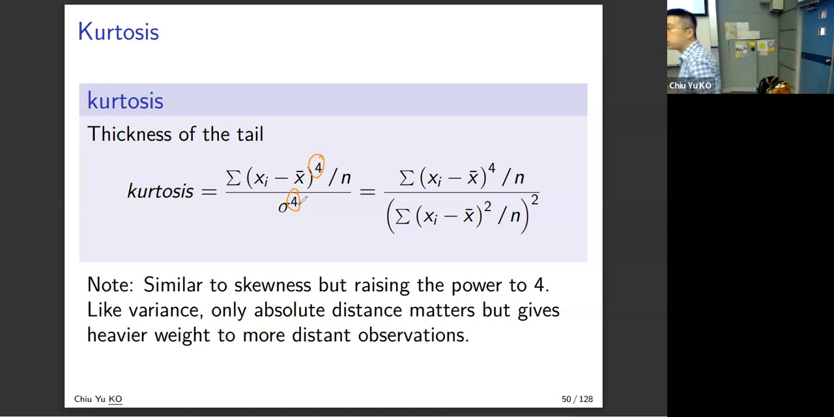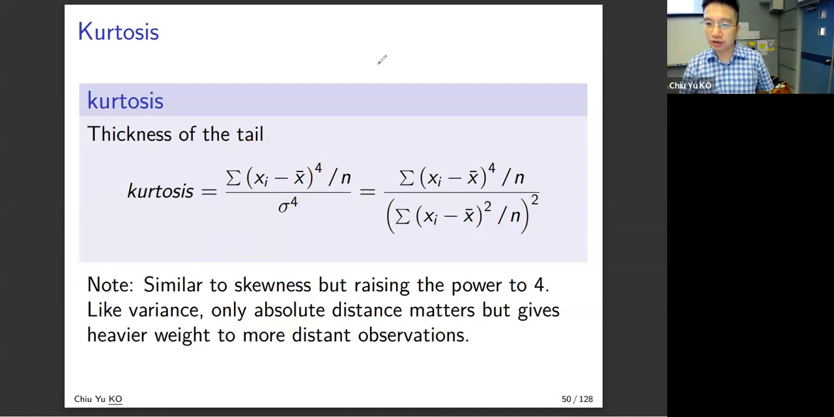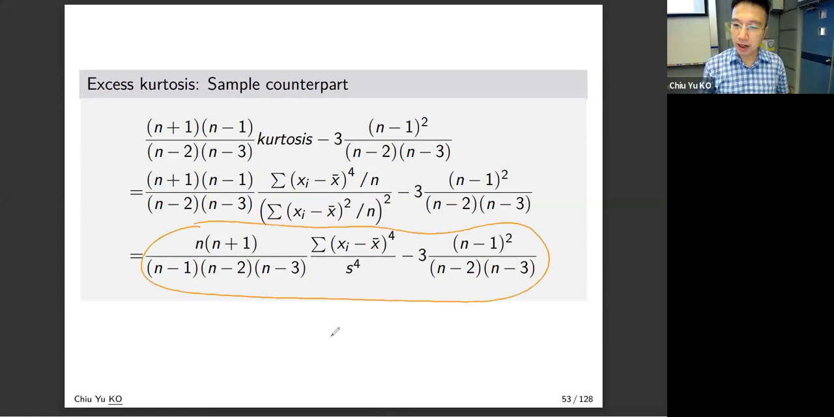And Excel doesn't give you this directly. There's the Excel function called KURT. Later you will learn it's not this result, but rather they'll give you the sample counterpart, which is this guy. This crazy thing. I'm sure you don't want to look at it, but that's the formula if you want to calculate from scratch. It's not just the kurtosis minus 3.